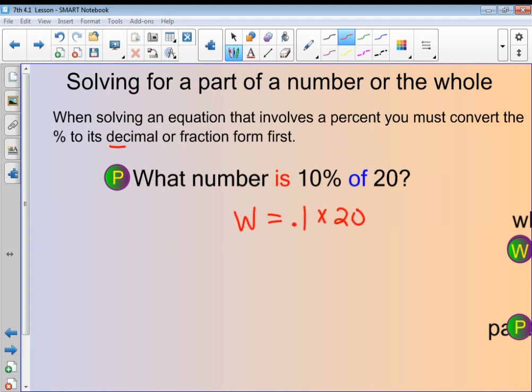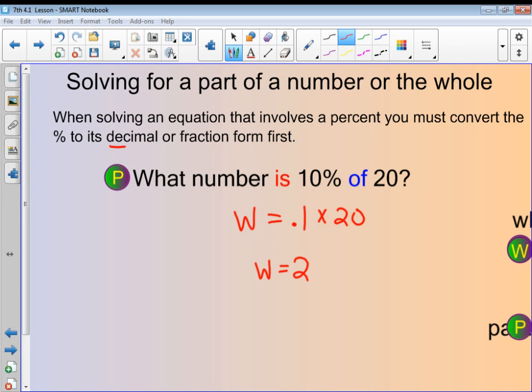Okay, so for your equation, you should have ended up with W or whatever letter you chose equals 0.1 times 20. And when you solve that, you should have gotten your W or your number equals 2. So here 2 is 10% of 20.